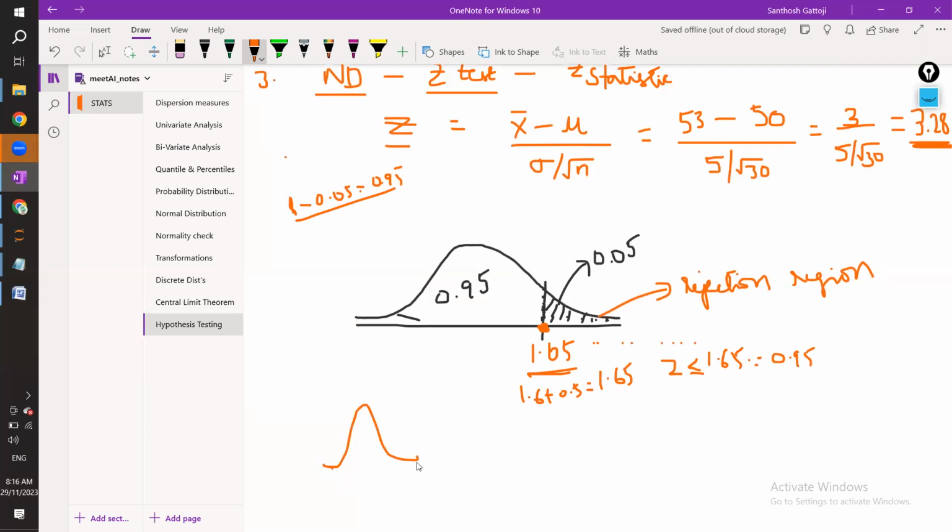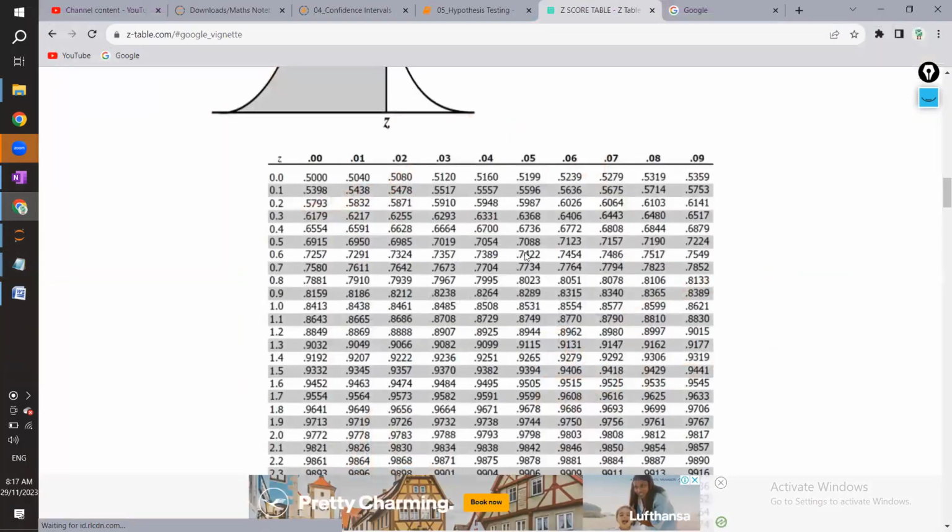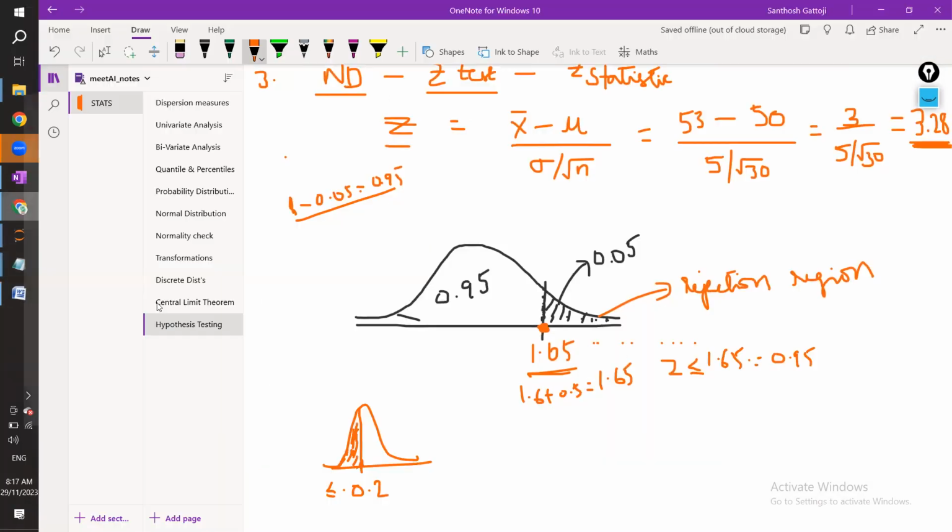If I have a value of, let's say, 0.2, that means the area you calculate will be less than or equal to 0.2. All the values you take from the Z table will be less than or equal to that value.